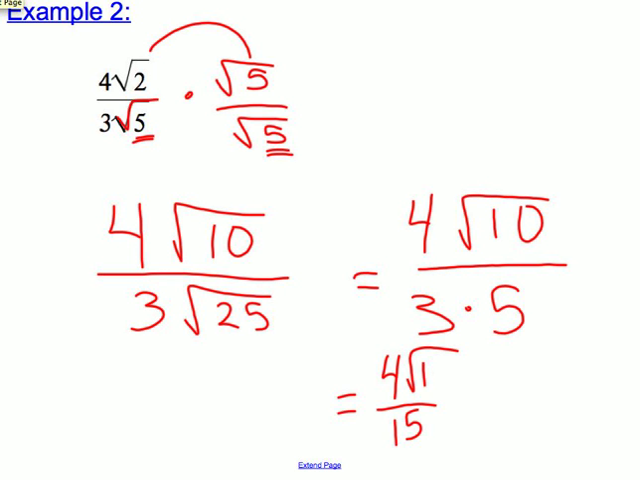I want to check and make sure there's nothing I can simplify. 4 and the 15, you want to check and see if you can simplify those two numbers, but they cannot be simplified any further. And the square root of 10 is inside the radical, so you can't simplify that either. So that's your simplified answer, 4 square root of 10 over 15. So again, with fractions, we want to get the radical out of the denominator.